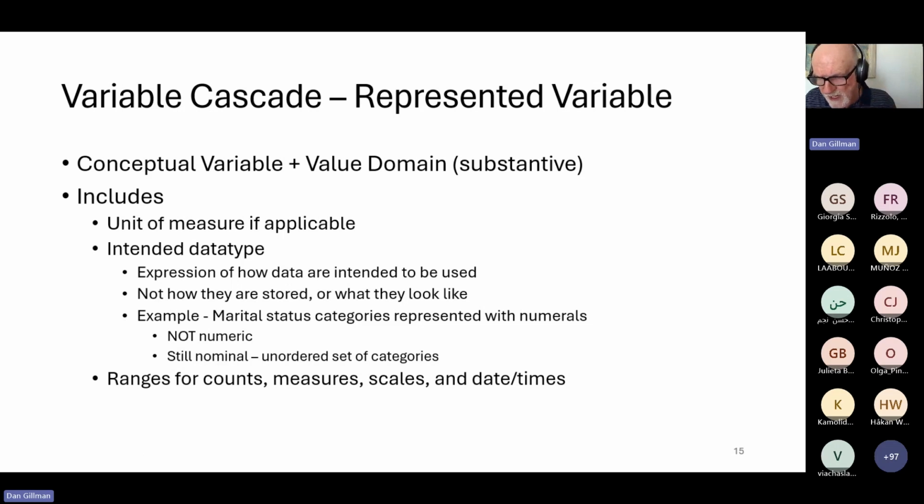It just means that we're taking numeric characters and representing the categories. So it's nominal data. That means an unordered set of categories. In the case of ranges for counts, measures, scales, and times, we'll have some way of representing them, usually in some numeric frame.